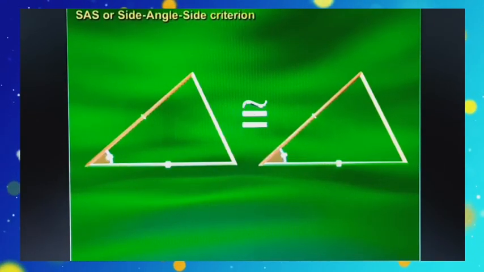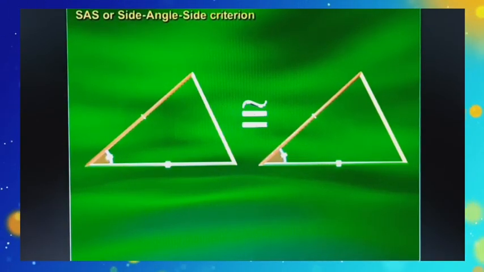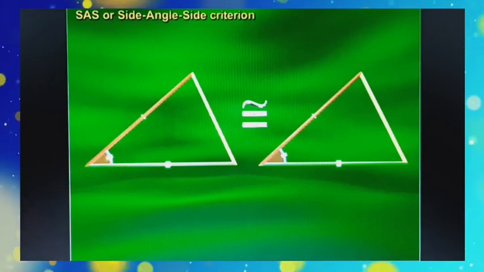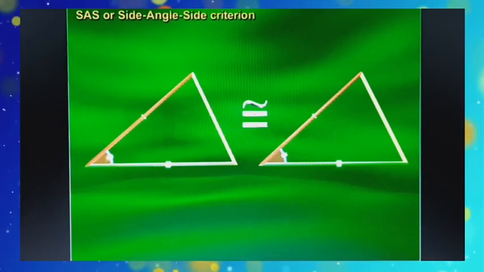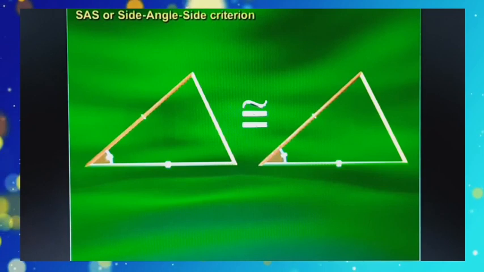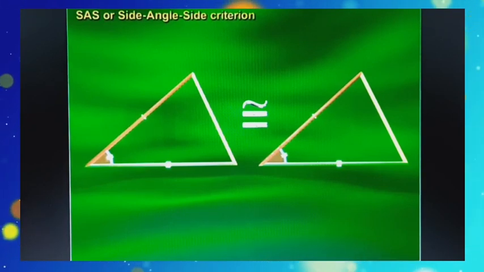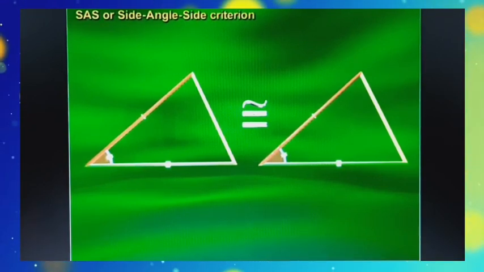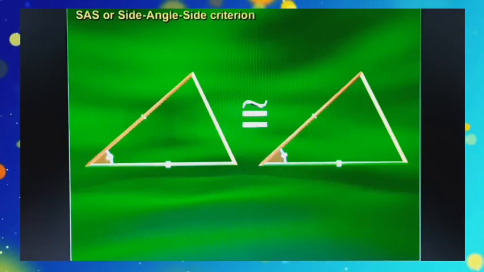SAS, or side-angle-side criterion. If 2 sides and the included angle of one triangle are equal to the corresponding 2 sides and the included angle of the other triangle, then the triangles are said to be congruent.